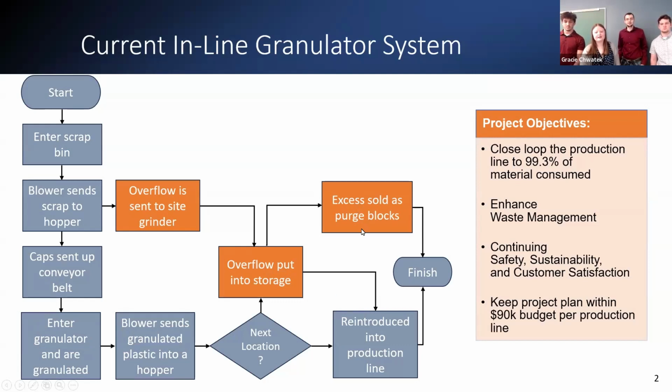as excess purge blocks. The main objective of our project is to remove the need for the site grinder, storage off of the production line, and the purge blocks. Our goal is to increase the amount of material being used on the production line to 99.3%, which would enhance the waste management system while continuing safety, sustainability, and customer satisfaction for Berry Global. Additionally, our proposed project plan should remain under our budget of $90,000 for the production line.